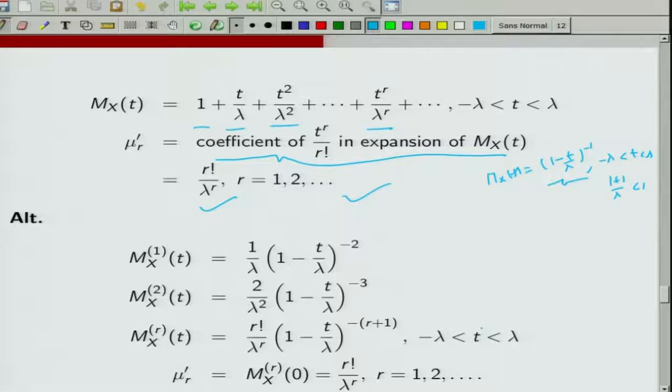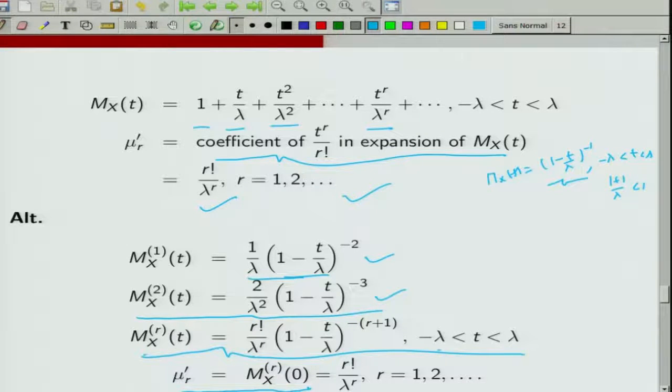The other way to do it is you differentiate once. So M_X'(t) turns out to be minus 1 times (1 minus t by lambda) to the power minus 2. Then minus will come over here, and 1 upon lambda would come. So this is the derivative. I differentiate it once more, so I get M_X''(t), which is 2 by lambda squared, (1 minus t by lambda) to the power minus 3. If I keep on doing it, if you differentiate it r times recursively, you get factorial r by lambda to the power r, (1 minus t by lambda) to the power minus (r plus 1), for t between minus lambda and lambda. And to get the rth moment, I put M_X^(r)(0).